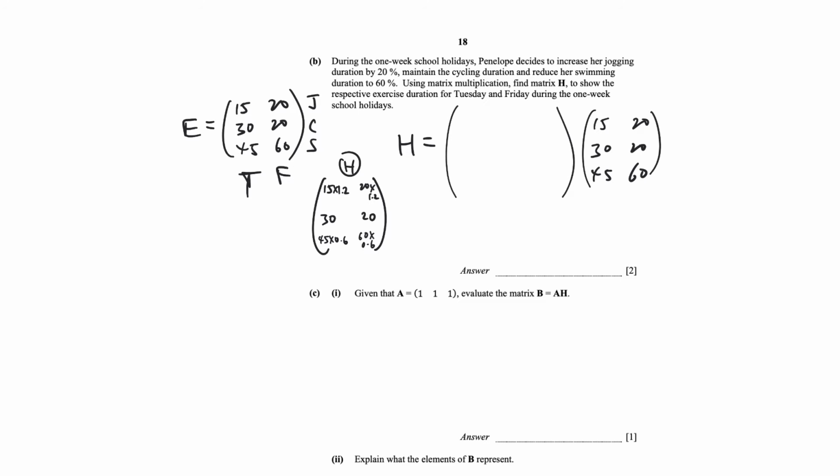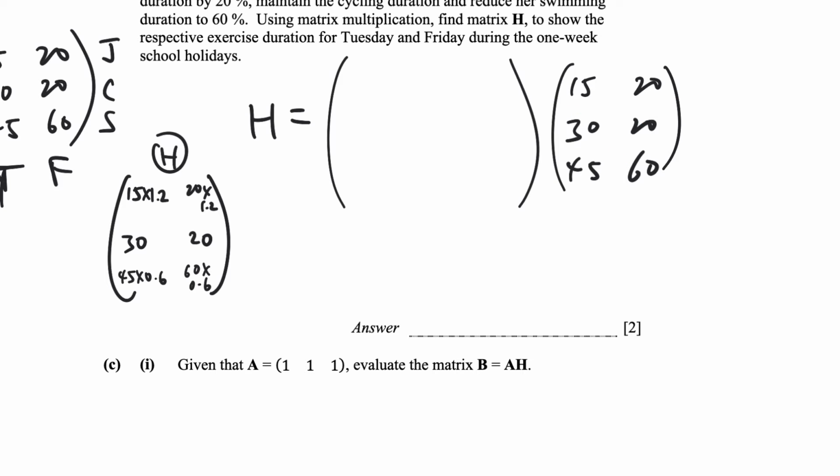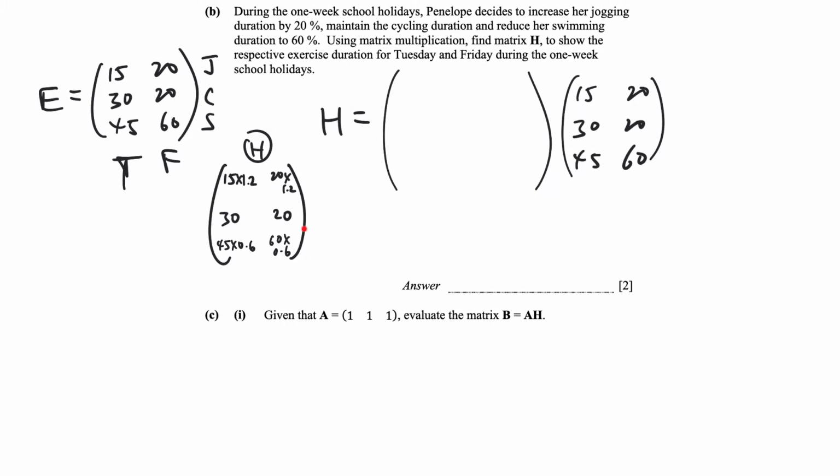What we want to do is we take our original matrix and we want to find some matrix such that when we multiply it by the original matrix, what we get is this, where we increased our jogging by 20%, we maintained our cycling duration, and we reduced our swimming duration down to 60%. What matrix can this be? First we see this is a 3x2 matrix, right? So this definitely has to be a something by 3 matrix because these two must be the same, and the end product must also be a 3x2 matrix. So this must be a 3x3 matrix.